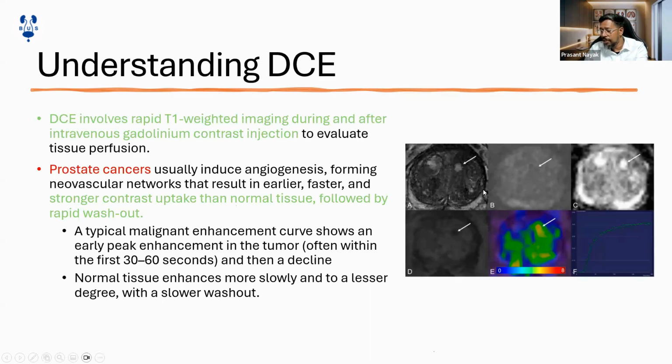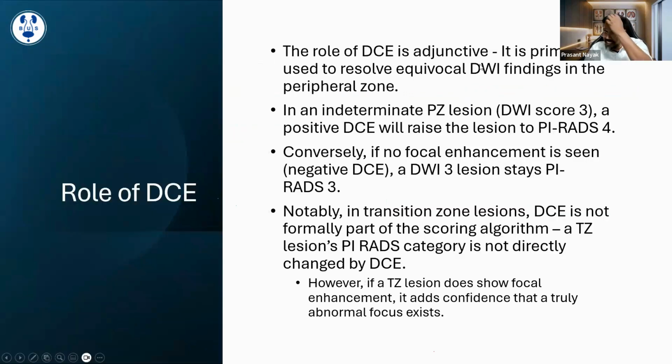So here this is a picture with an enhancement that is seen on a DCE. So DCE enhancement is seen here, corroborated by a DWI and an ADC also. Right. So normal tissues in contrast will enhance slowly and to a lesser degree with a very slow washout. So that is how we differentiate. DCE, again, as I told you, for a PI-RADS 3 lesion in the peripheral zone on DWI and ADC where there is a doubt, you do a DCE. DCE is not used for the transitional zone, although this image I've shown is of the transitional zone because this is a very good image. But again, the role of DCE is adjunctive, to resolve equivocal DWI findings in the peripheral zone.